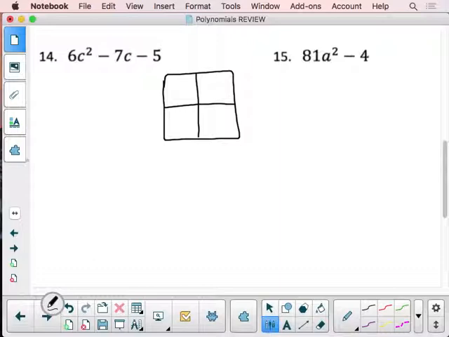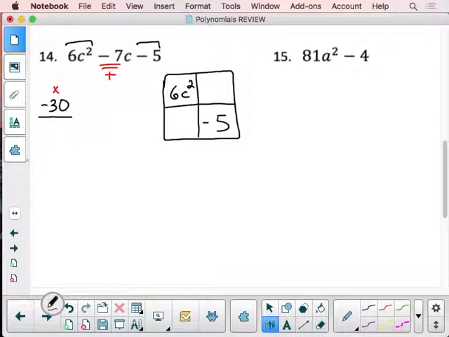all right, the 6c squared is going to go in that box, and the minus 5 right there is going to go in that bottom box. And when we multiply those together, we get negative 30c squared. So we look at that negative 30. Now we want two numbers that multiply to give me negative 30, but have a sum of negative 7.